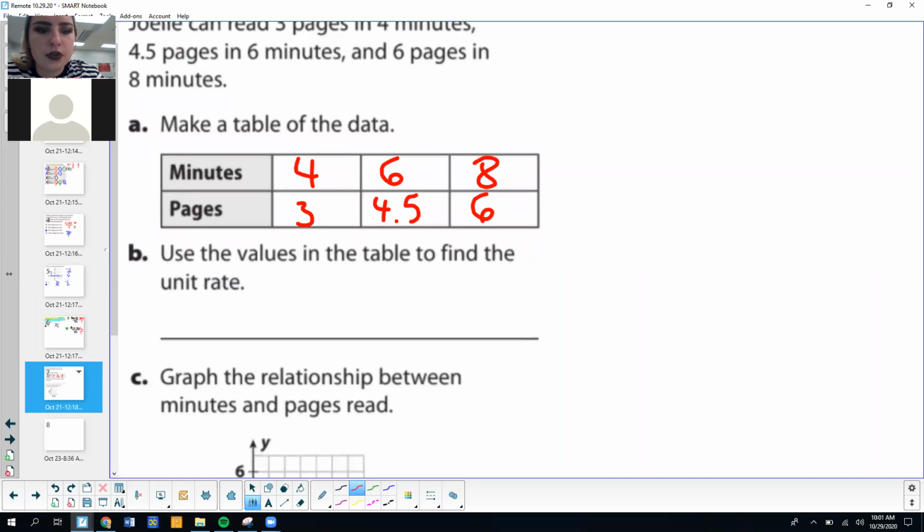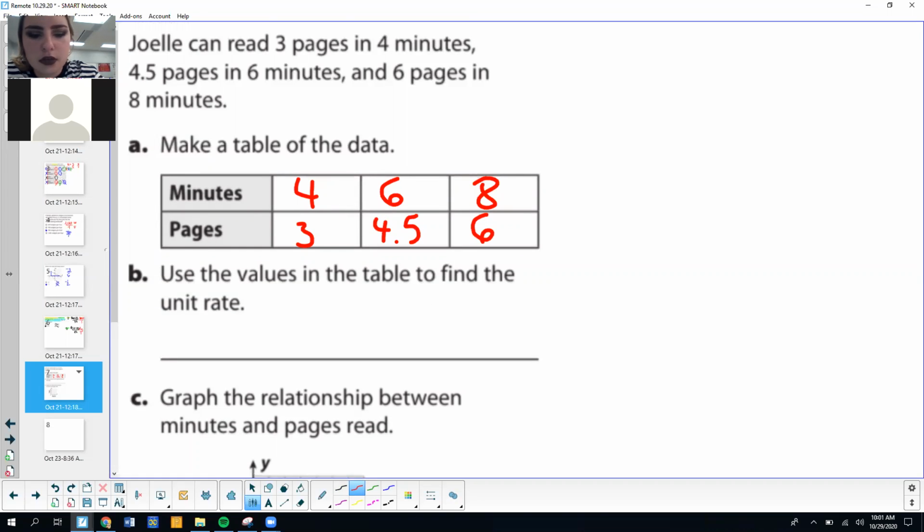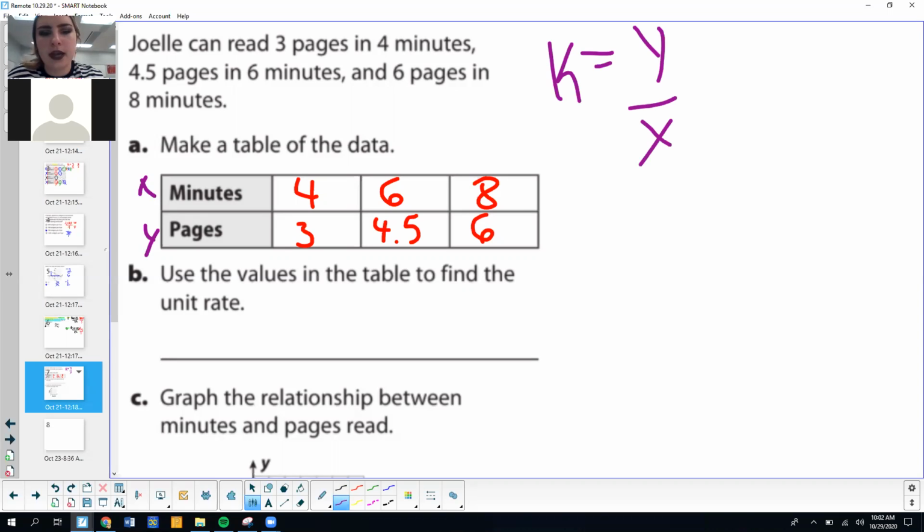All right, so use the values in the table to find the unit rate. So remember, K is a unit rate. So K equals Y over X. That is how you find a unit rate. You take Y and you divide it by X every single time. So when we want to find a unit rate, we're going to take Y divided by X. In this case, we can pick any of these points. I'm going to take 3 divided by 4, which in this case is just going to be 3/4. Nice, or 0.75. Good. So we've got 0.75 or 3/4.